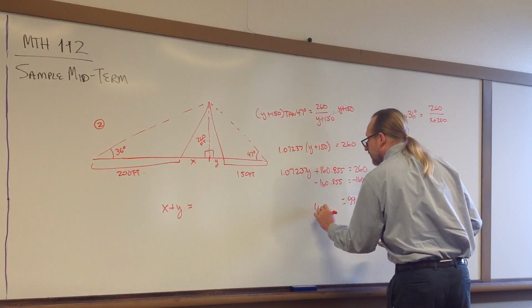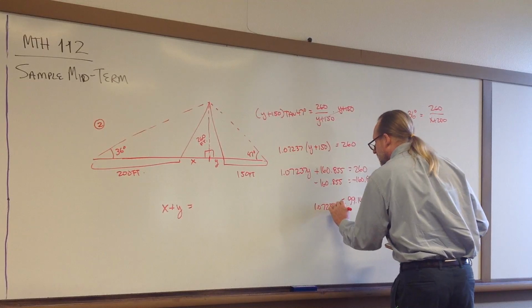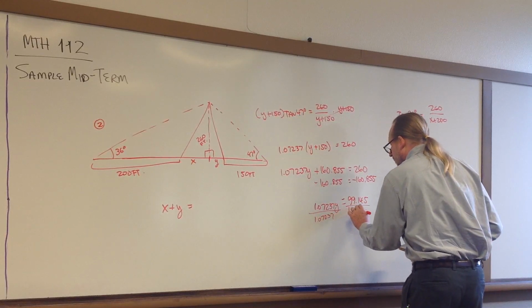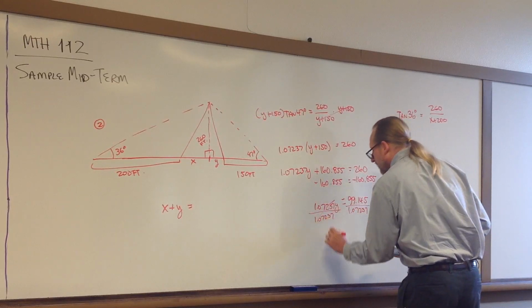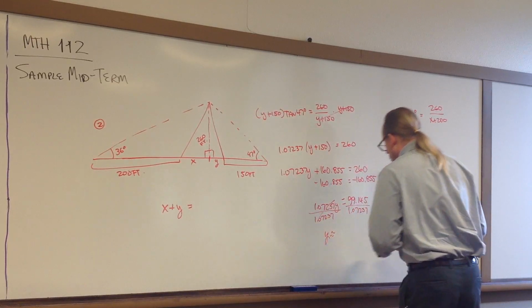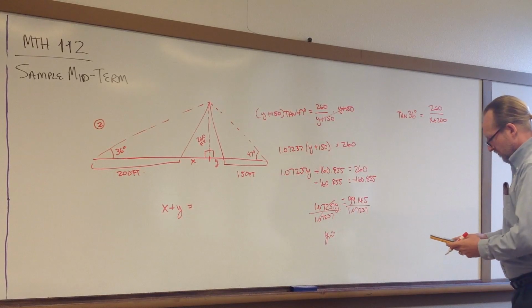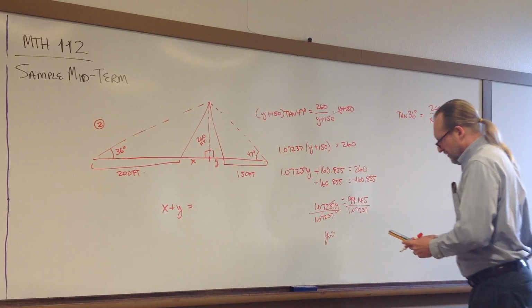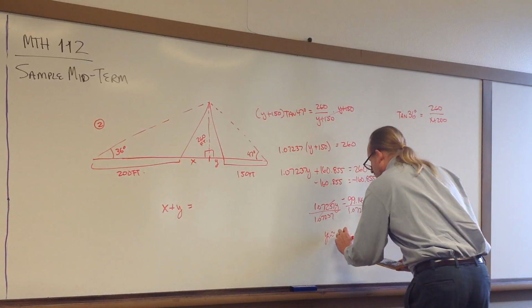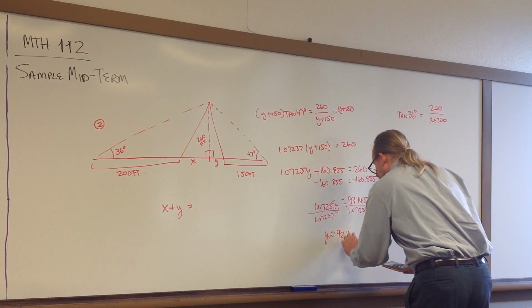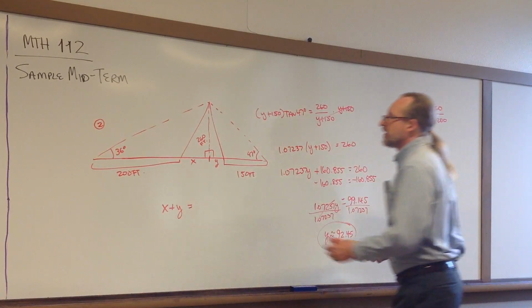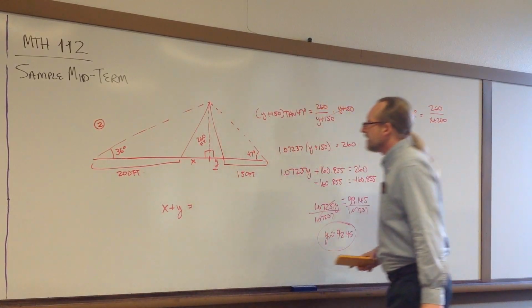And then over here, 1.07237y. So divide on both sides by 1.07237. And what do we get? 92.45, we'll call it. So there's part of what we want to know, which is this distance right here.